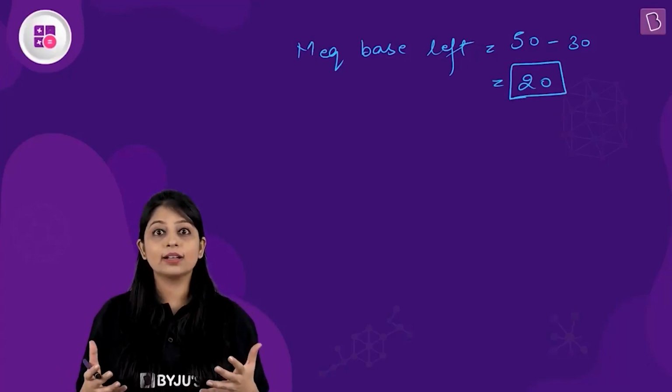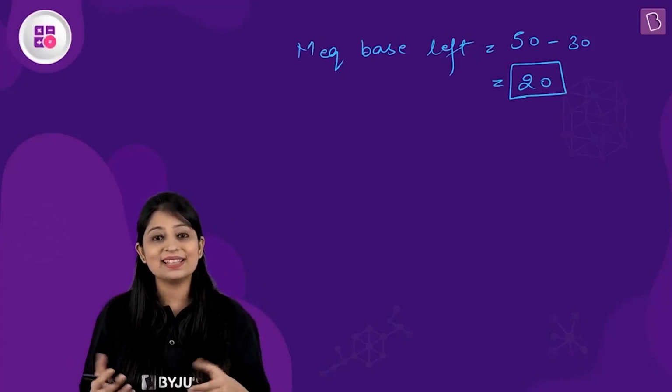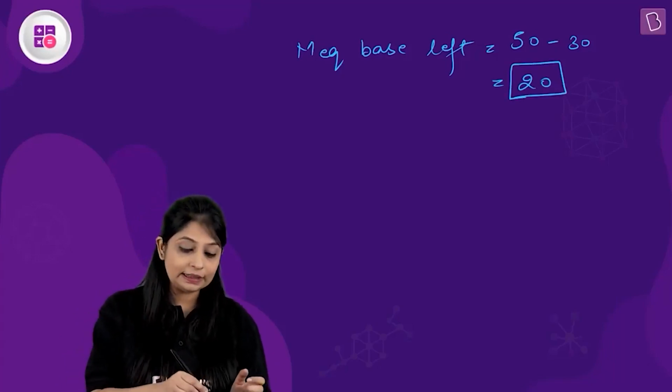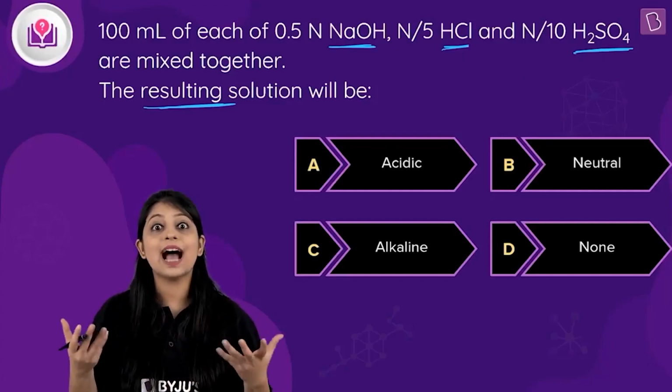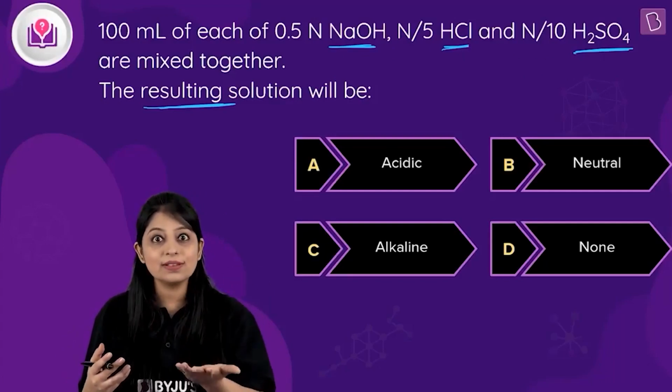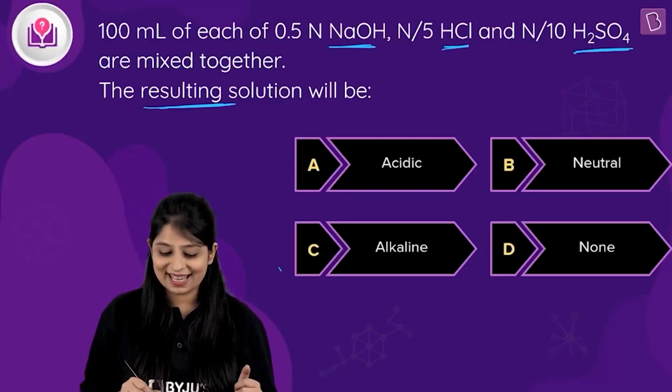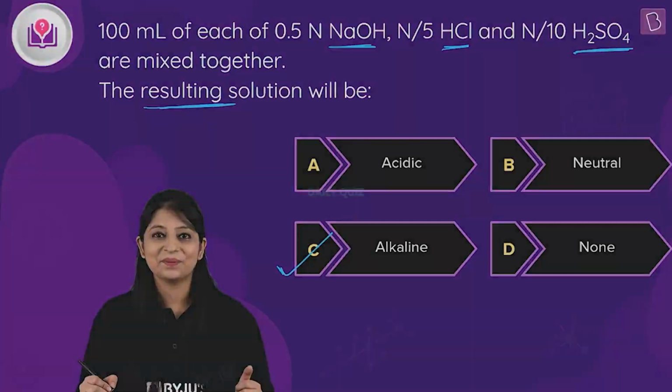So what does it leave us at? Well, it means that the base would be left in the aqueous solution. That will turn the resultant solution alkaline. The pH will be above 7. So which one is the correct option here? Well, it is option C.